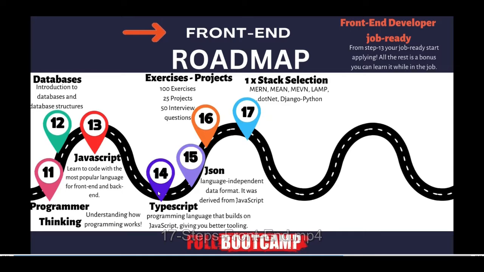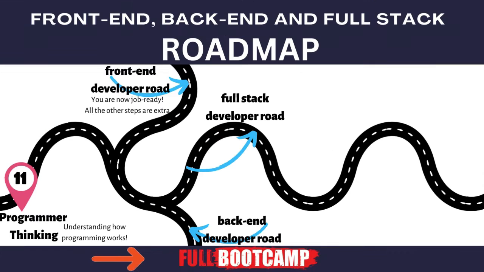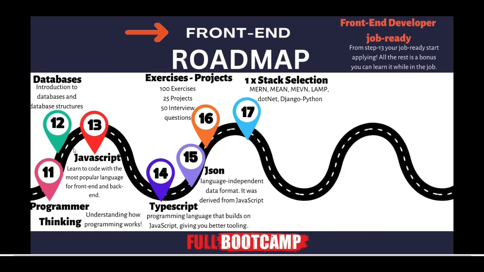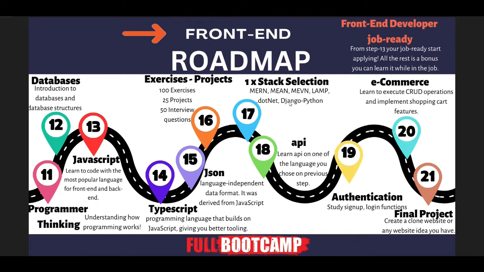And remember, from step 11, this is where you chose which road path you wanted to go, if it's the front end, the back end, or the full stack. In this case, we are in the front end, which is about similar until step 14. Here is the full stack roadmap. So we are in step 17. This is for those that are taking the full stack roadmap, and this is the roadmap for front-end developers on how to become a front-end job-ready developer.